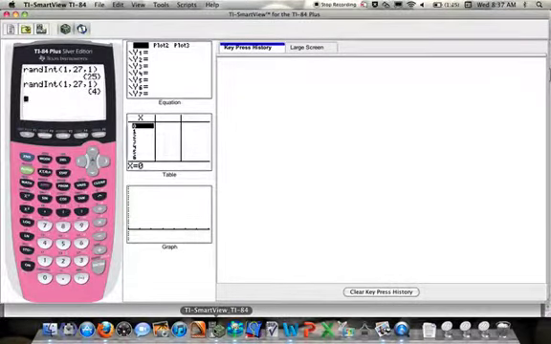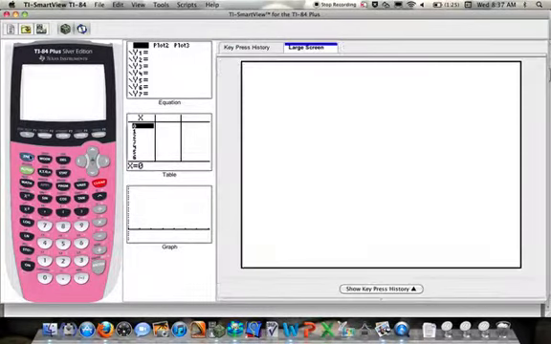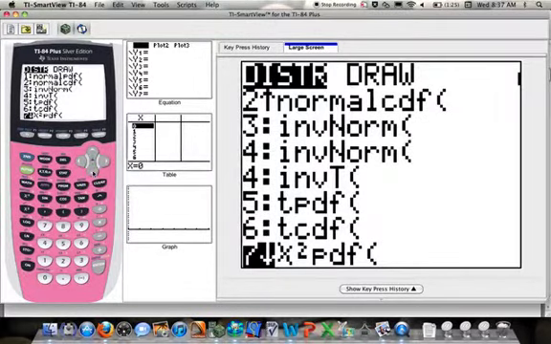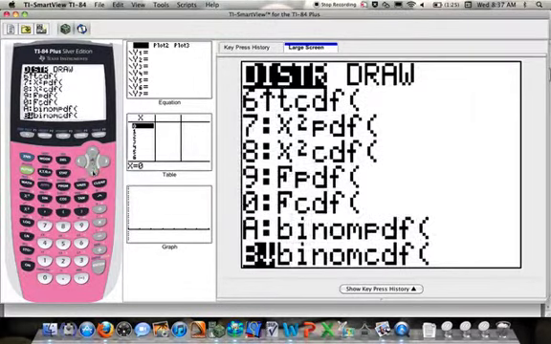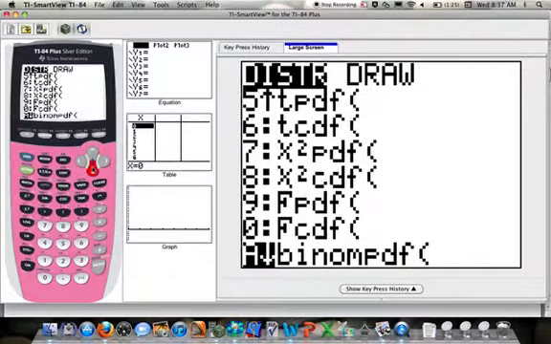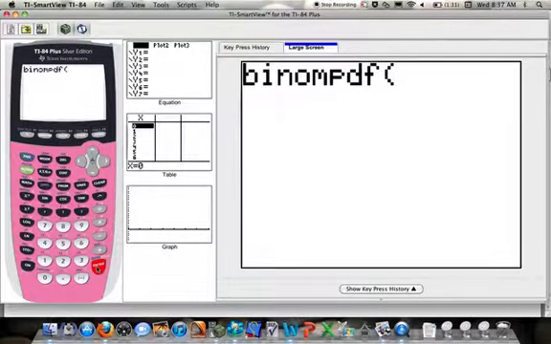So what I would do on this calculator, if I just wanted to create the probability distribution, is type in second vars, which gives me my distribution menu. These are all the distributions that we will cover in this class. I'm going to go down and find the binomial one. There's two binomial ones. The one that I am interested in is just the binom PDF one. I'm going to press enter.